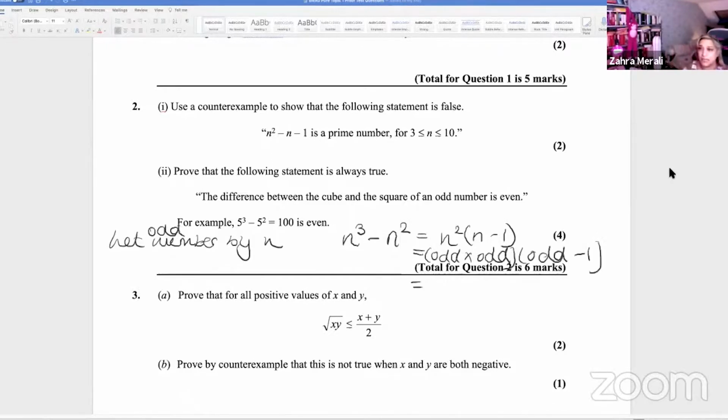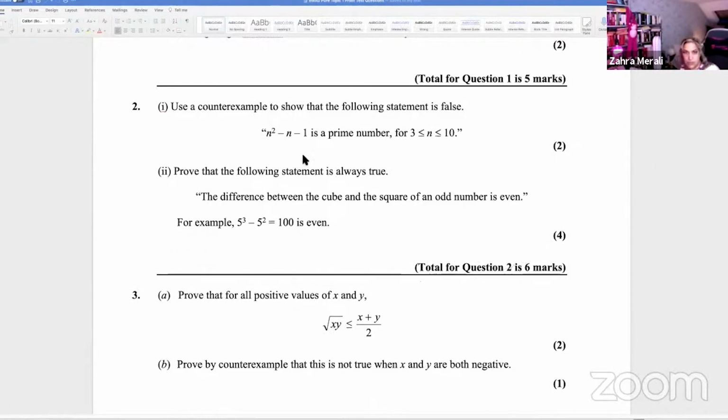We know that n squared is an odd times an odd, multiplied by an odd number minus 1. So an odd number times an odd number is always an odd number. And an odd number take away 1 has to be an even number. So we end up with odd times an even, which equals an even number. And that would be another alternative proof which you could use.